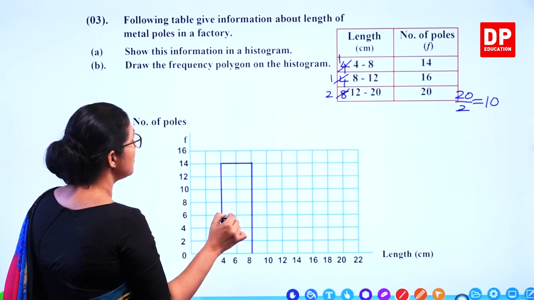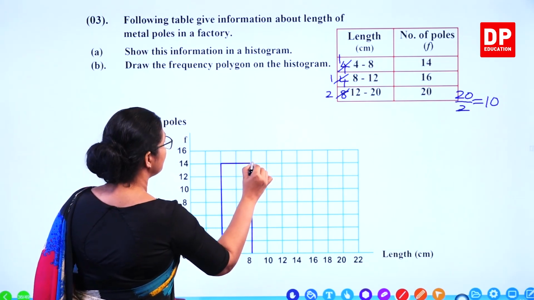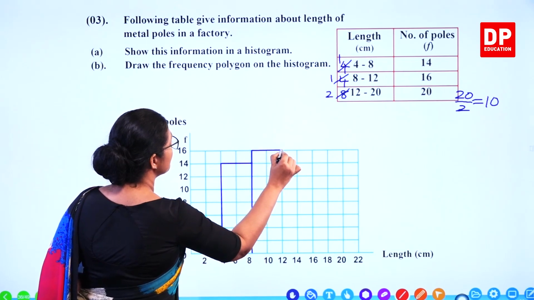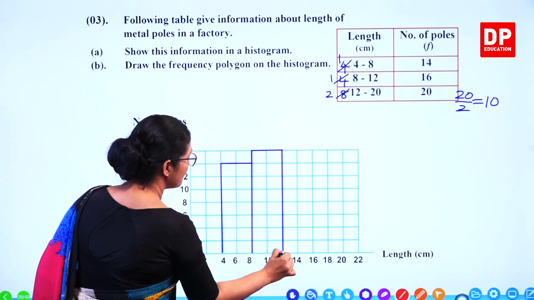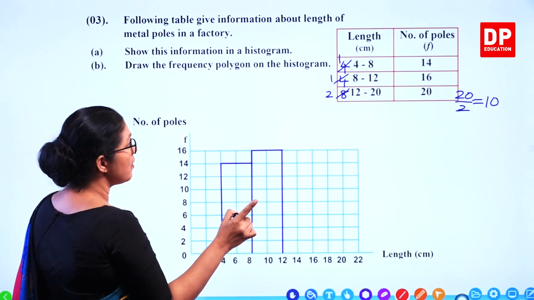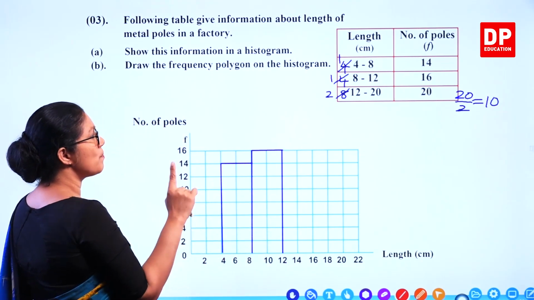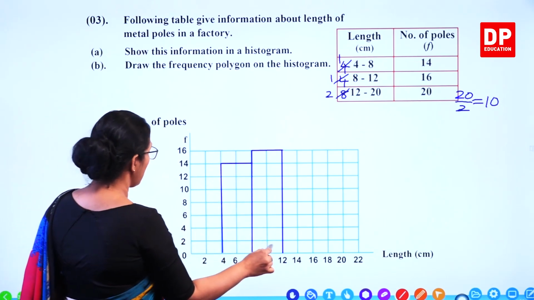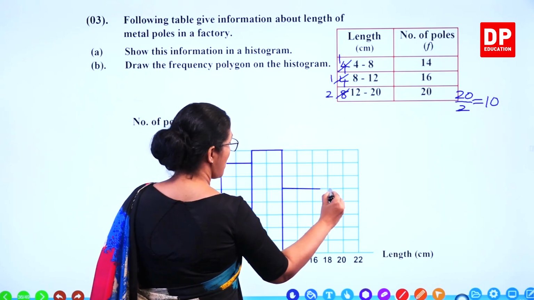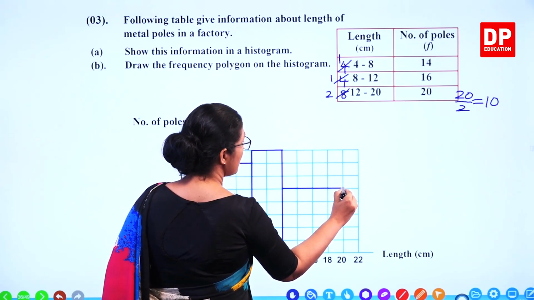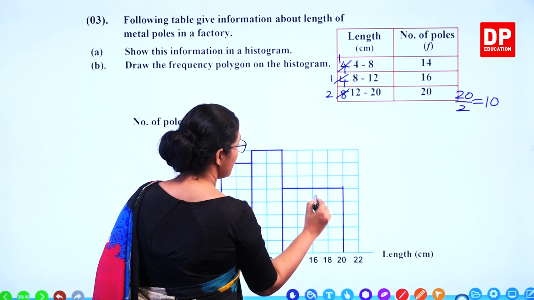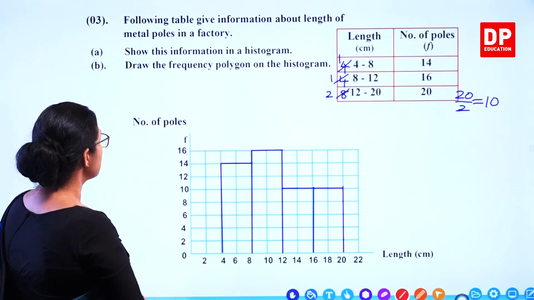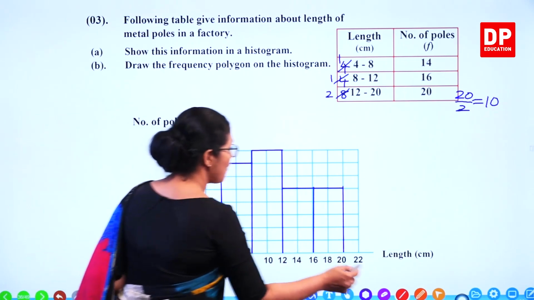8 to 12, that's 16. Now the next one, you get 20, but each bar 10. So 12 to 20, that's 10, up to 20. So here up to 20, and you can separate it like this, 10 each. So that's the histogram.